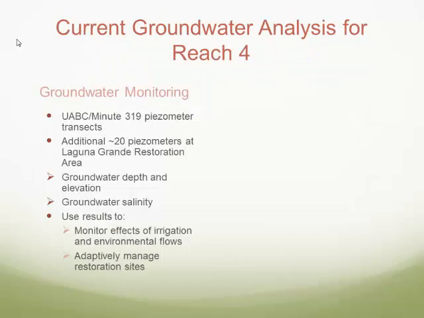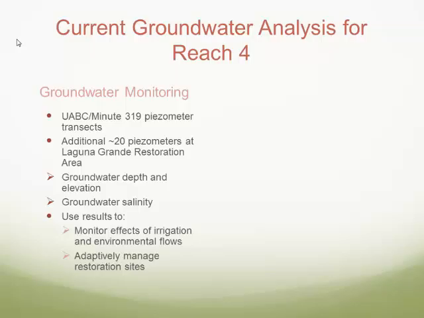So the importance of groundwater is not lost on us on the restoration areas. There are really 2 big components of what we're doing right now. The first is groundwater monitoring through a network of groundwater piezometers. Some piezometers have been out in the site since 2005, but there have also been new piezometers installed through Minute 319 and additional funds that we're using to install piezometers. And the key things for us are groundwater elevation, groundwater depth, and groundwater salinity, which is another big issue that I'm not going to touch on too much today.